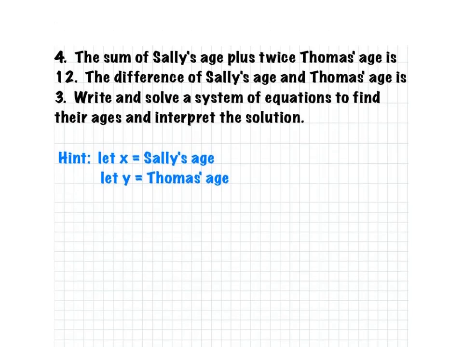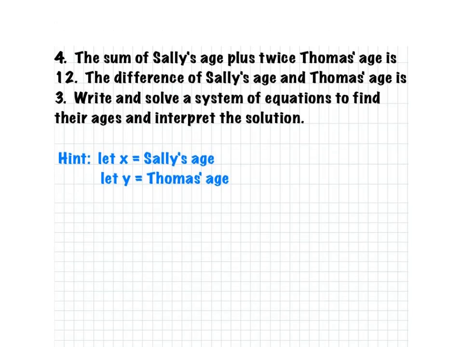And then I'm going to take each of these statements and translate them into an equation, okay? So, let's start with the first sentence. The sum of Sally's age plus twice Thomas's age is 12. So let's write that. The sum of Sally's age, which is x, and twice Thomas's age, which is 2 times y, is 12.